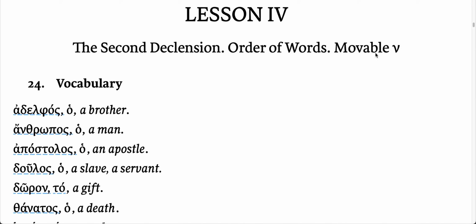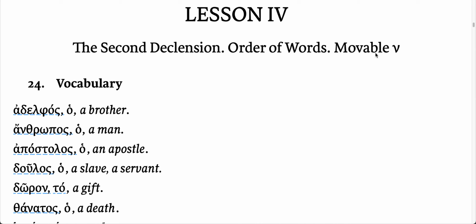And today we're looking at lesson number 4, and this will definitely be at least 2 videos. It could go into a third, but most likely at least 2 videos. We'll see how far we get in each one. But today we're going to begin looking at nouns.